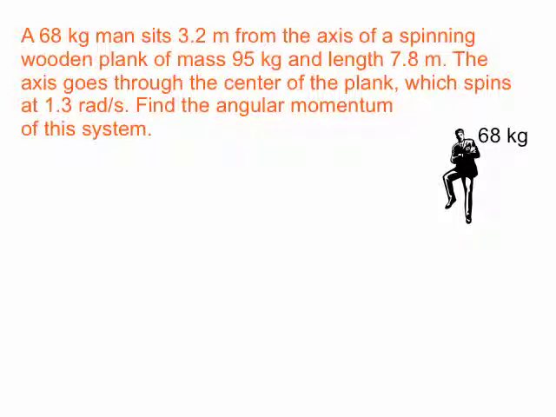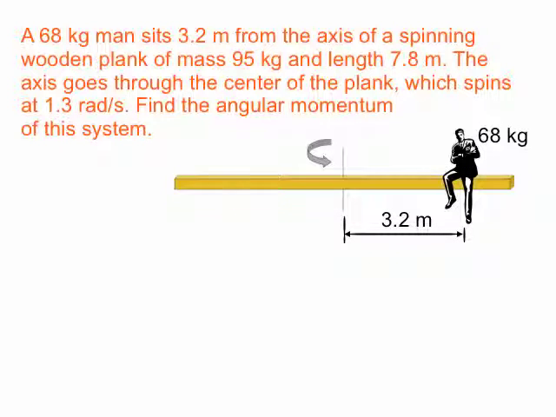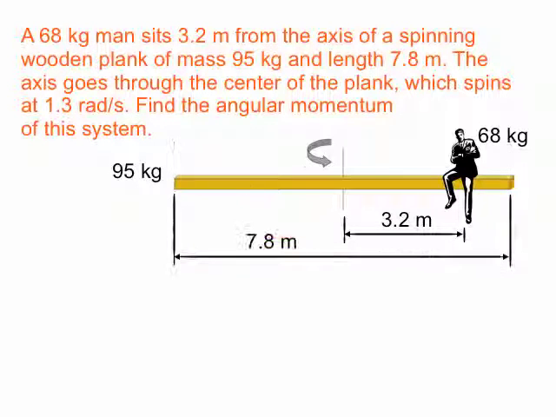Okay, so here's our guy. I hope he doesn't get hit in the head. He's 3.2 meters away from the axis. It's spinning. The plank is 95 kilos. Its length is 7.8 meters. The rotation is 1.3 radians per second. That's the angular velocity. We need angular momentum.